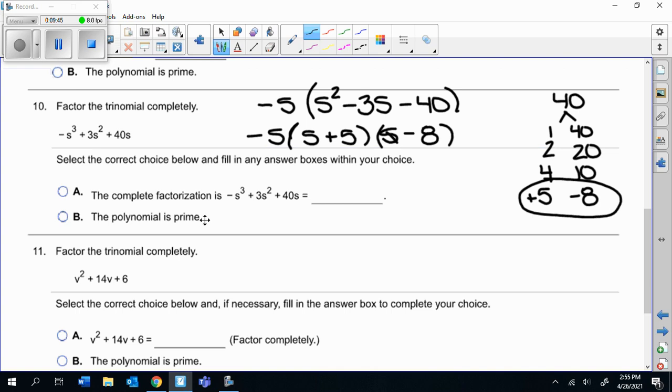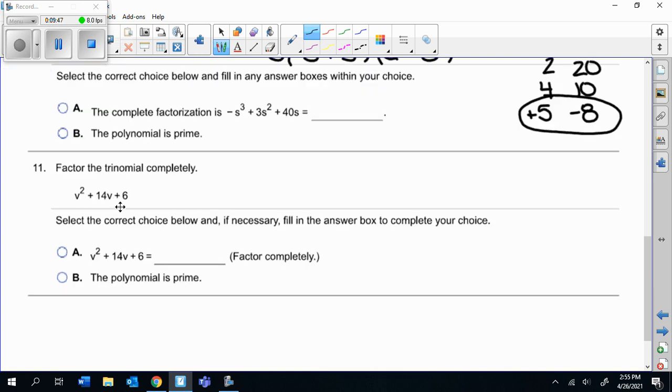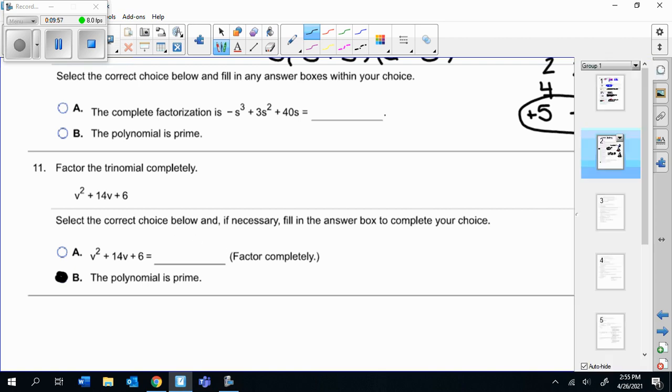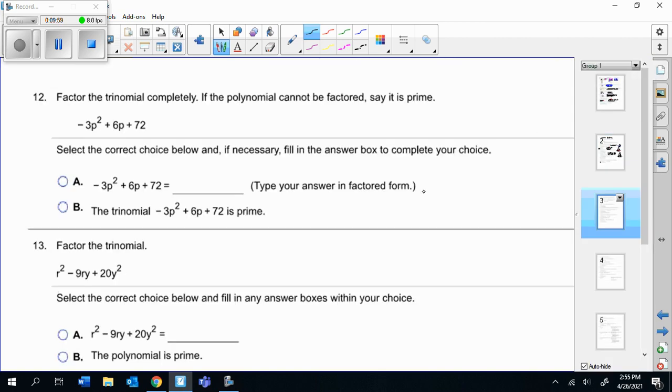All right, number 11. Two numbers that multiply to 6 and add up to 14. Can't do it. There's no way. There's not going to be 1,000 primes, but it probably comes up once. Number 12.